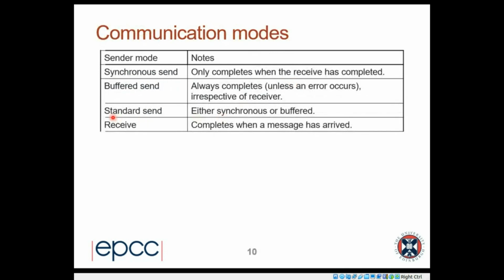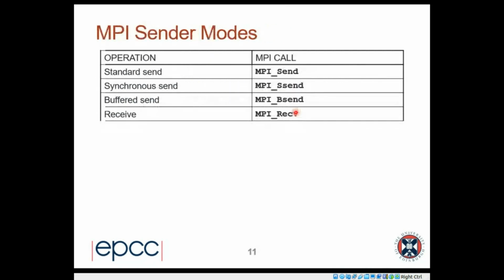One of the most unfortunate things about MPI is that standard send can be either synchronous or buffered. It is quite confusing, and it's a shame that this is about the third lecture and we have to mention this, but it is. There are reasons for it, and I will try and explain them. So MPI_Send, MPI_Ssend, which I recommend you use, MPI_Bsend, and MPI_Recv.